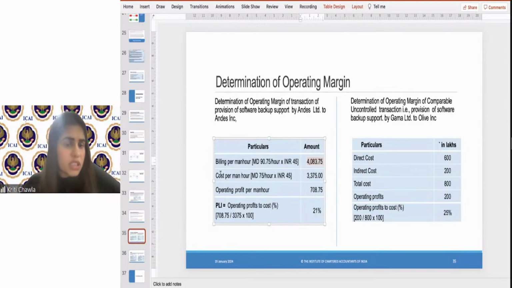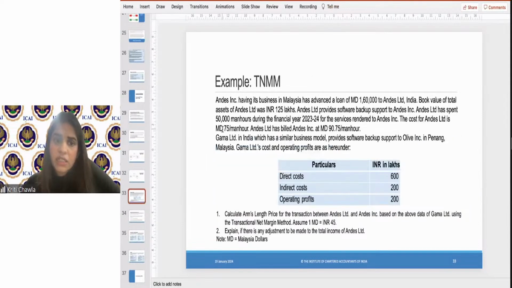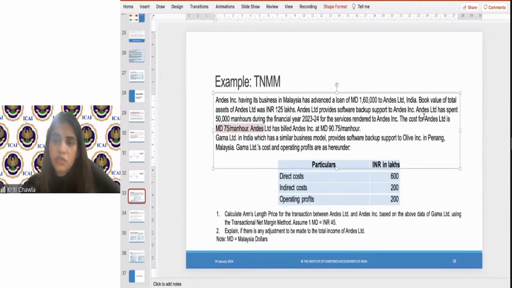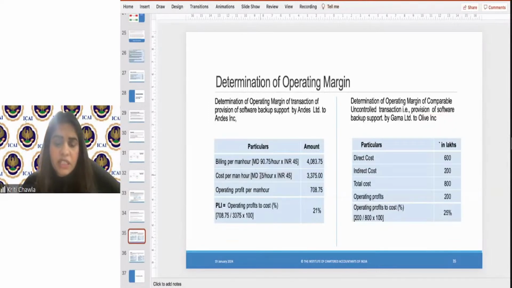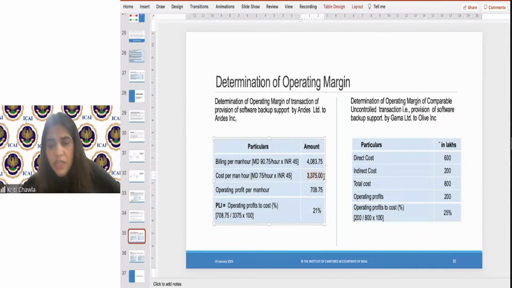So our selling price of this particular support service is 4,083.75. What is our cost? Our cost is 75. This was also given in the question. The cost for Andes Limited is 75. So 75 into 45 converted into INR is 3375. That means our selling price is this, our cost price is this, and that basically means that our operating profit is 708.75.